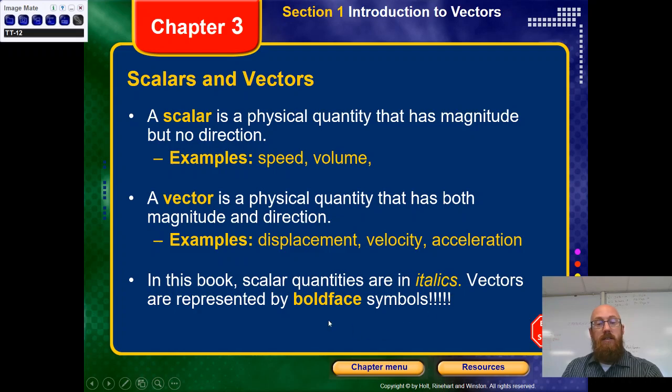Scalars are in italics, vectors are in boldface. Your book kind of uses this over and over again. Most of the time you will use boldface numbers, and you'll see why.